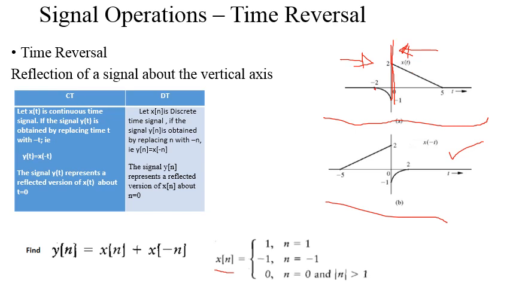So I hope you understand this description of the signal, right? That's quite straightforward. You say 1 when n equals 1, minus 1 when n equals minus 1, and 0 for the rest. It means when n equals 0, this is 0, and when n absolute is greater than 1. So n absolute greater than 1 means whether n is minus 2, minus 3, minus 4, and so on, or n is plus 2, plus 3, plus 4, and so on. For all such values, it will be 0.